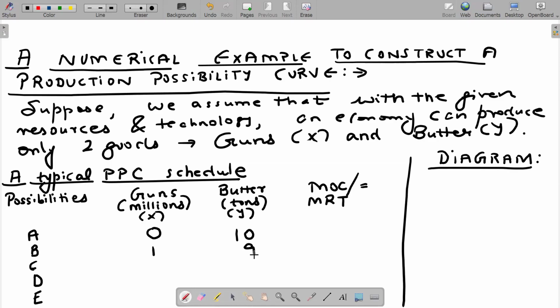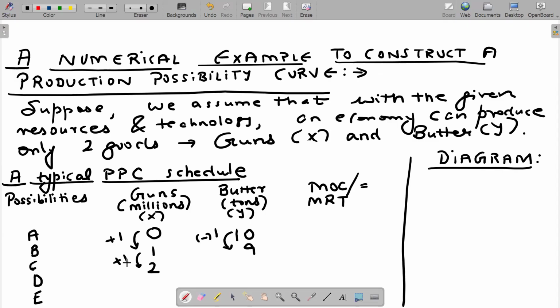Because resources are scarce and they have alternative uses, I can't produce more of both guns and butter with the given resources and technology. That means I just added 1 million guns to the economy, but then I had to sacrifice 1 ton of butter for it. Similarly, if I further increase my guns to 2 million, I go up by 1 again. Now, will I have to sacrifice the same tons of butter or more? The answer lies in the last crucial assumption.